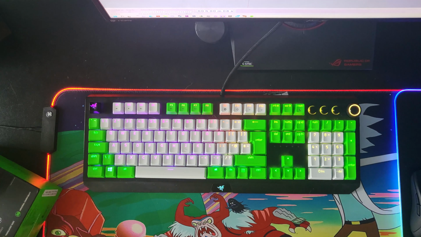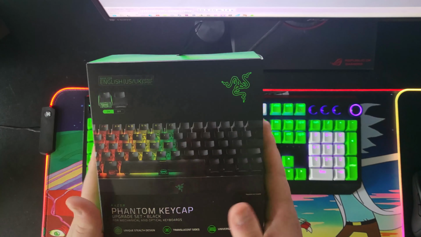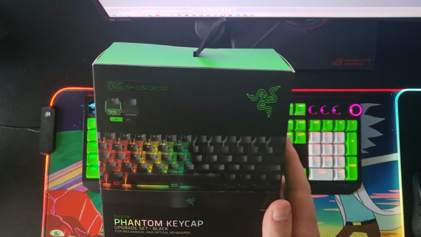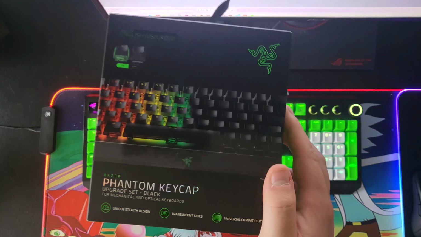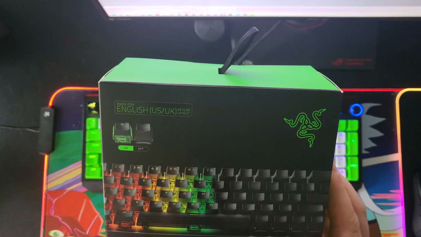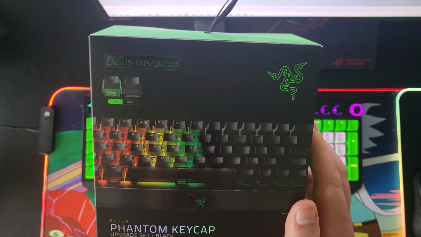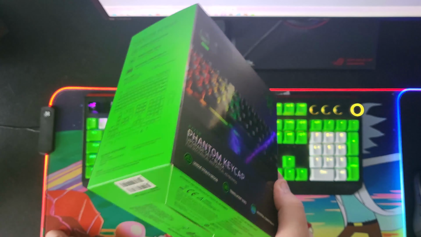Today, I'm going to be reviewing a product from Razer. By the way, this is not sponsored. I purchased this with my own money. So these came out recently. Oh, I'm late to the party. I've never seen these, but these are the Razer Phantom keycaps. They are double shot PBT along with translucent slides. So I'm quite interested to see it.